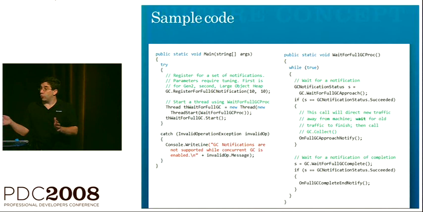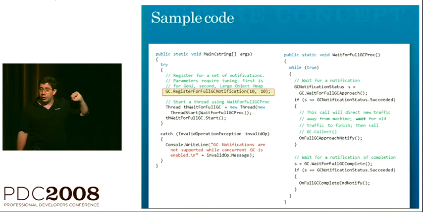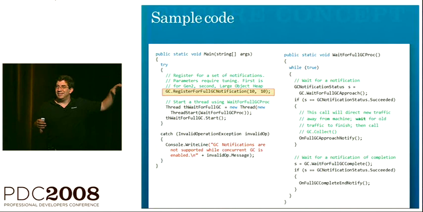So I'm just going to quickly walk you through what that code would look like. You're going to need to call GC.RegisterForFullGCNotification. And you're going to have to find some parameters that are right for you. We don't know in seconds how long it is till the next garbage collection. We just have some idea of how full the heap is. And you're going to have to tell us, hey, I want to be notified at this time. You're going to have to play with those numbers.